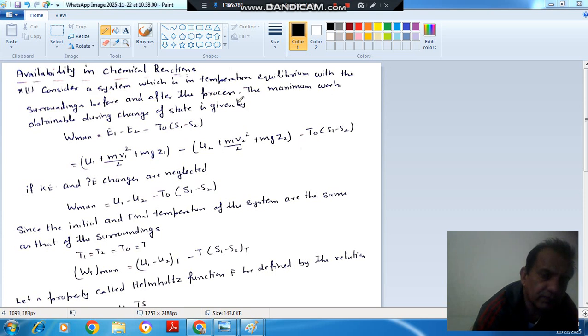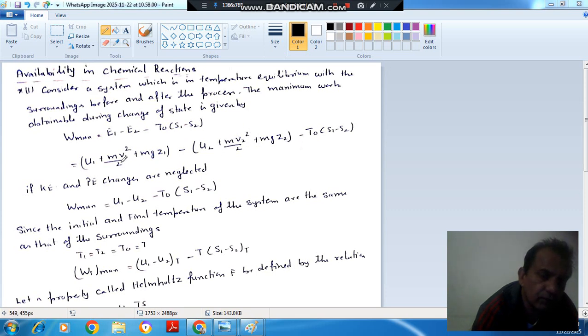Okay, so discussing the first type, in which the system is in thermal equilibrium or temperature equilibrium with the surroundings before and after the process, the maximum work obtainable during the change of state is given by what we have found out in the article of reversible work for a closed system. Maximum reversible work for a closed system, that is your W max, that is E1 minus E2 minus T naught bracket S1 minus S2. And E1 is U1 plus mV1 square by 2 plus mgZ1, and E2 is your U2 plus mV2 square by 2 plus mgZ2.